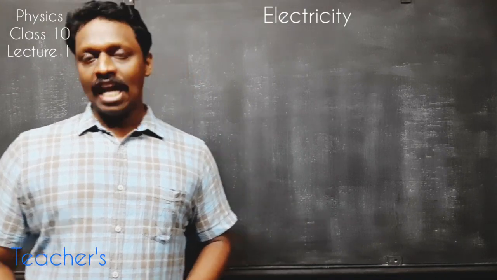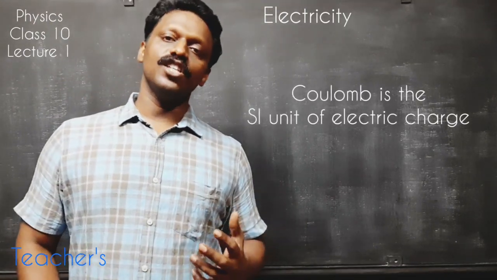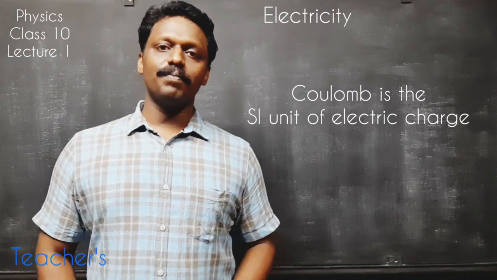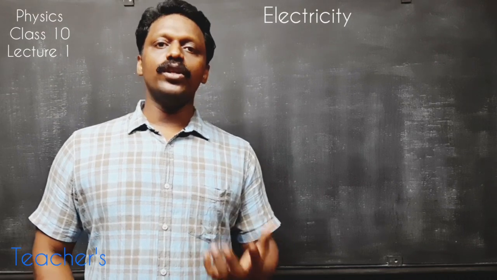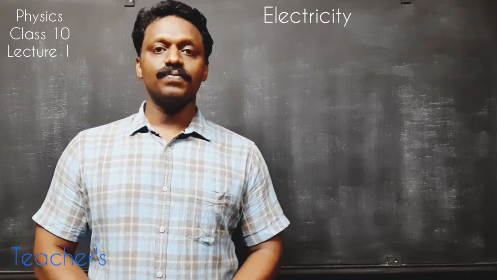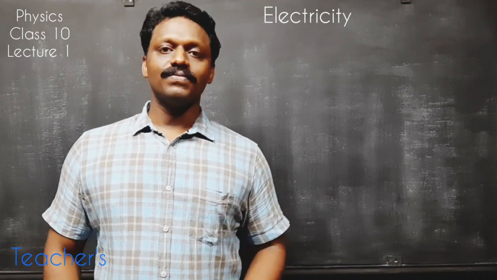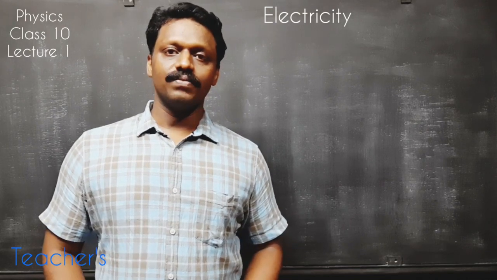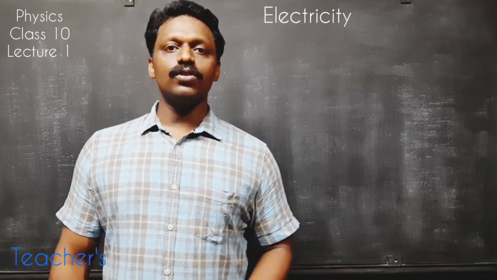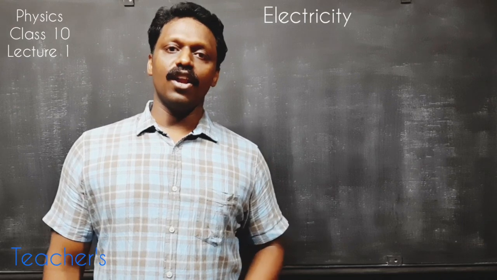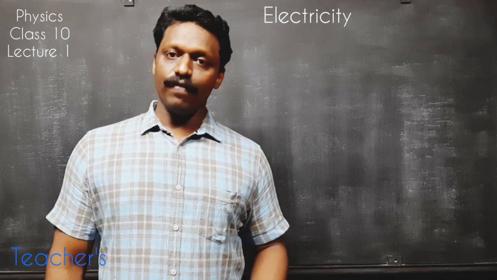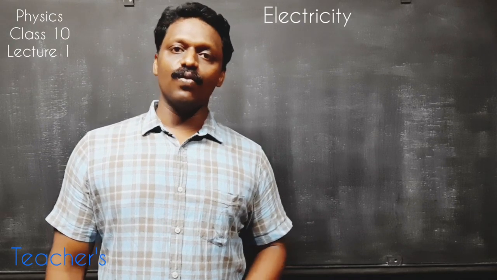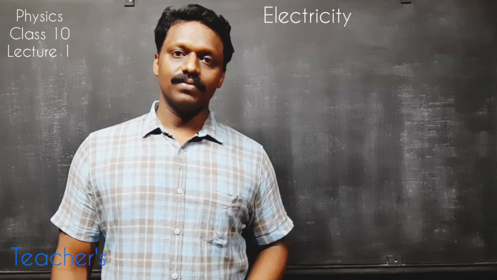The SI unit of electric charge is coulomb, which is denoted by the letter C. We can define the unit of charge as follows. 1 coulomb is that charge which exerts a force of 9 × 10^9 newtons on an electric charge of equal magnitude at a distance of 1 meter from it.